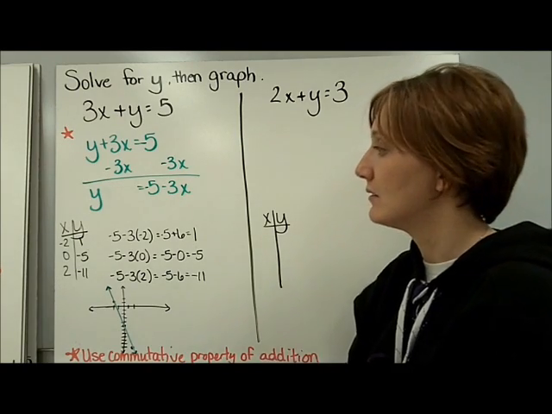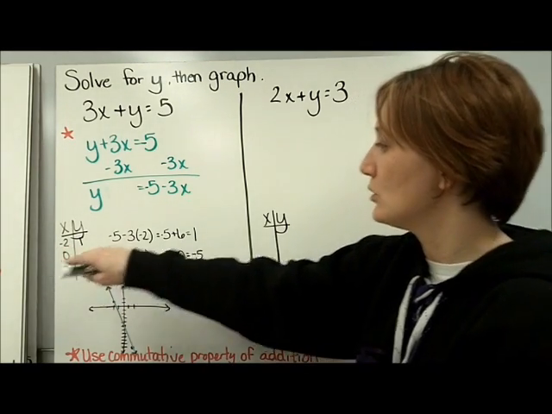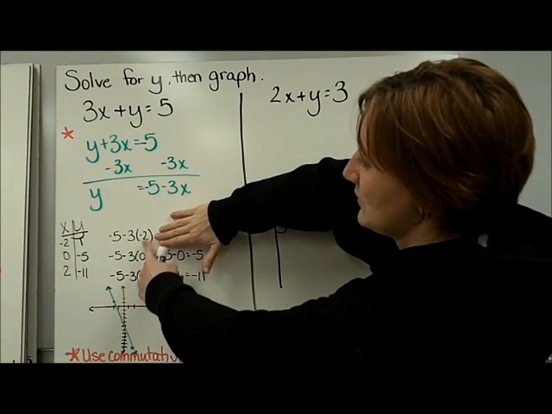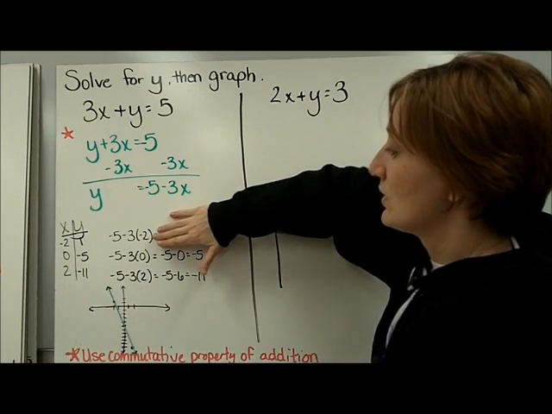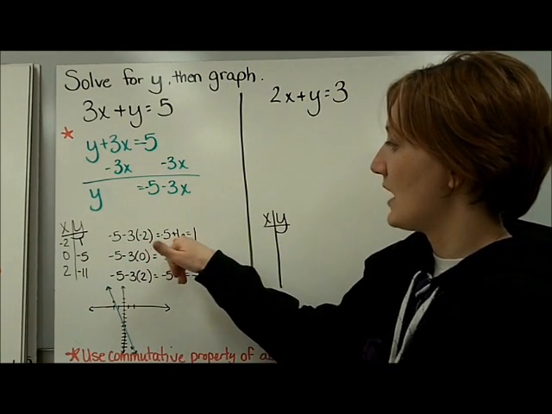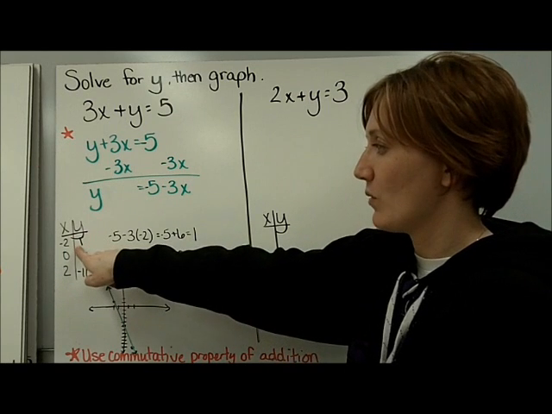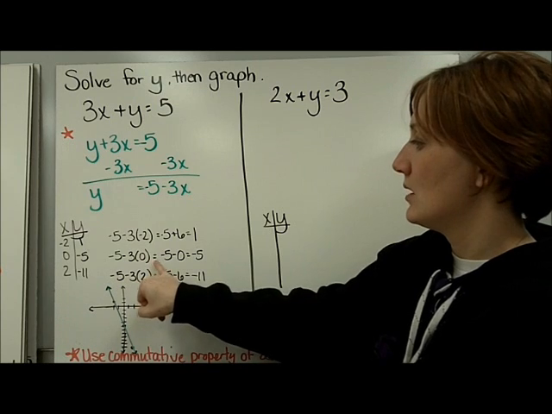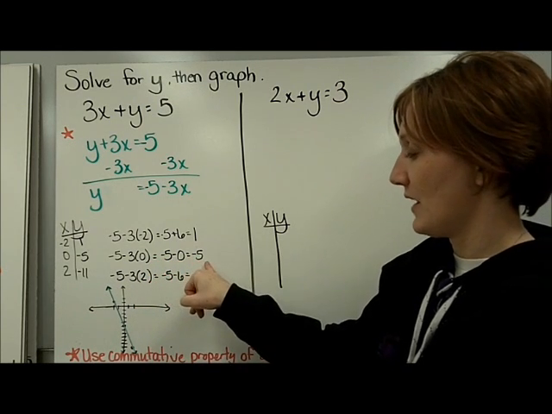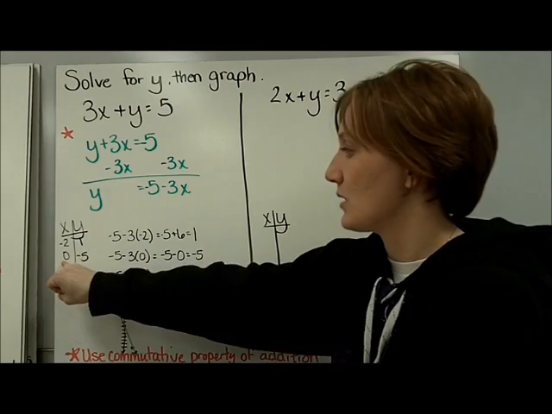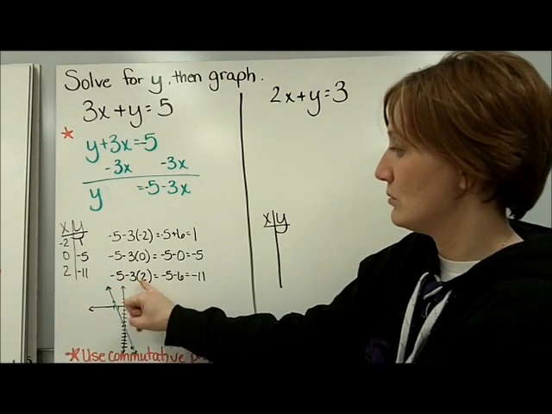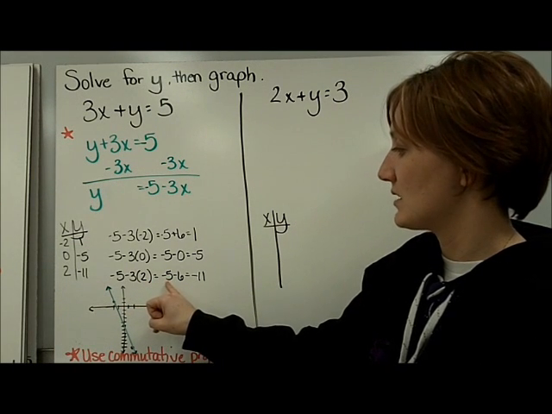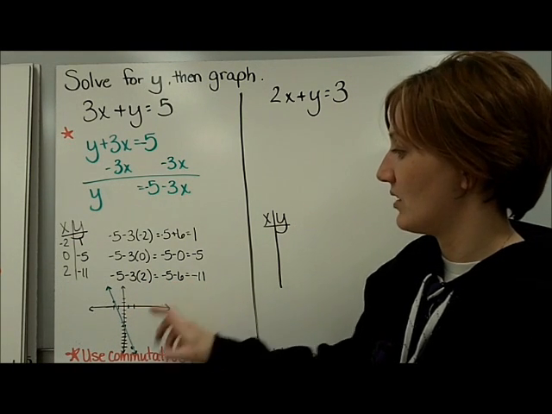Now I can use my chart again. Inputting -2 into this equation, I put in a -2, I put in a 0, and I put in a +2. When you do the math, -5 plus 6 equals 1. That's my y value. -5 minus 3 times 0, -5 minus 0 is -5. That's my y value for 0. And my y value for 2, -5 minus 3 times 2 equals -5 minus 6 equals -11.